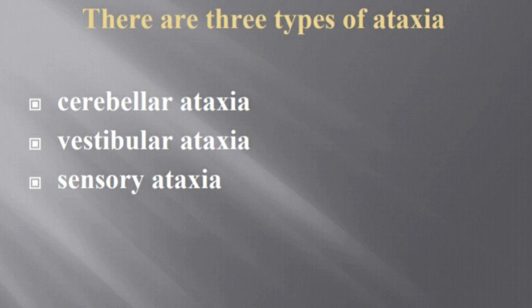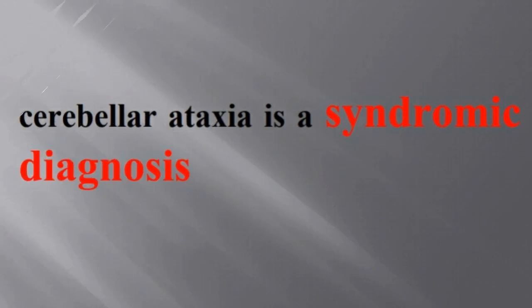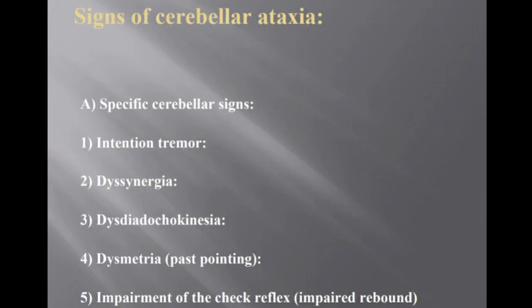There are 3 types of ataxia: cerebellar ataxia, vestibular ataxia, and sensory ataxia. The cerebellar ataxia can be divided into 2 types: truncal ataxia due to disequilibrium, and limb ataxia due to incoordination. Cerebellar ataxia is a syndromic diagnosis. The signs of cerebellar ataxia are specific and non-specific.